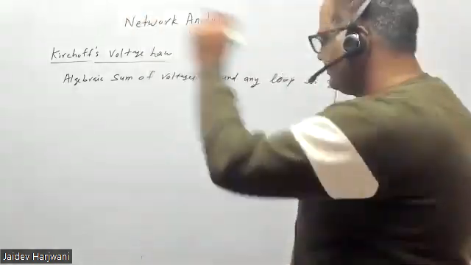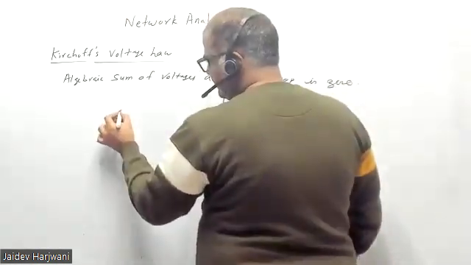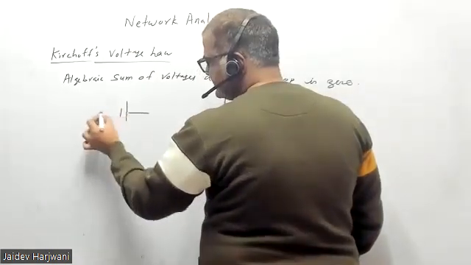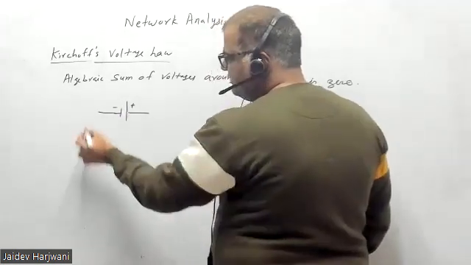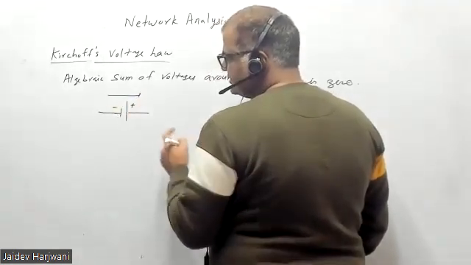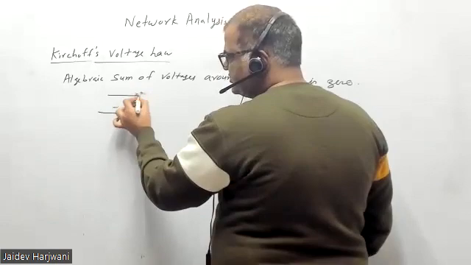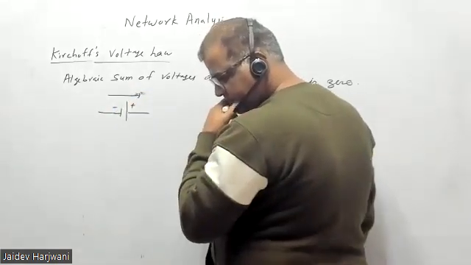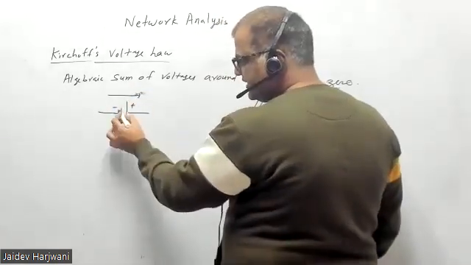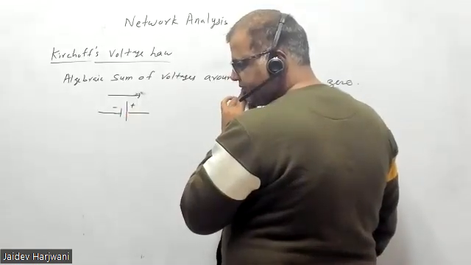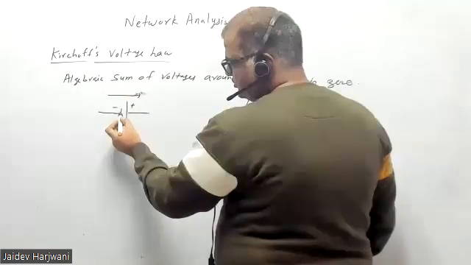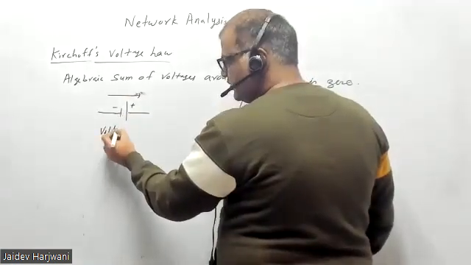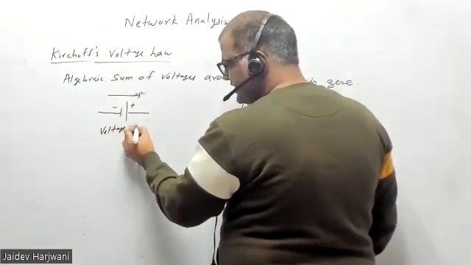So for example, if my battery is like this, minus plus, and I am moving from minus to plus, is this a voltage rise or a voltage drop? If I'm moving like this, it is a voltage rise. So only two types of voltages, voltage rise or voltage drop.